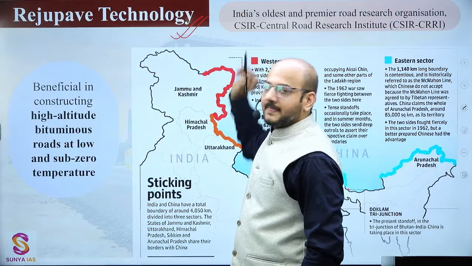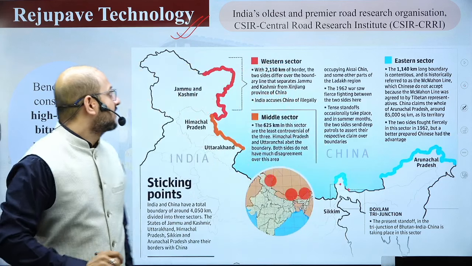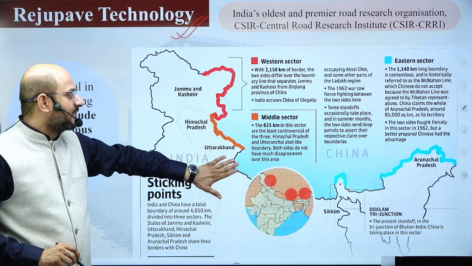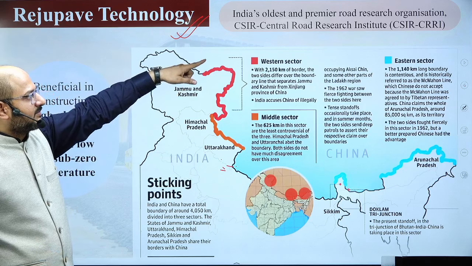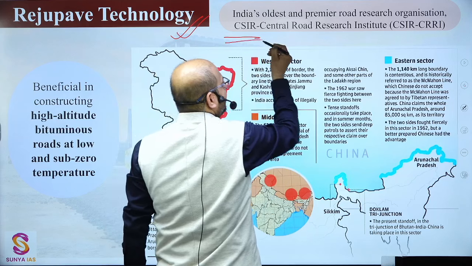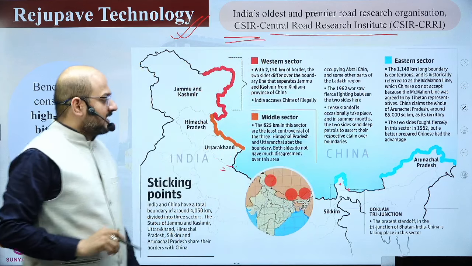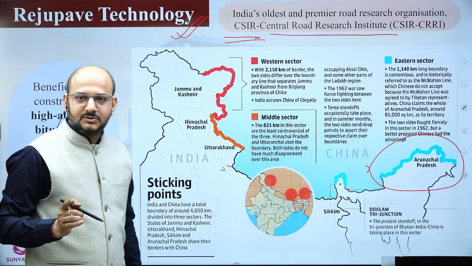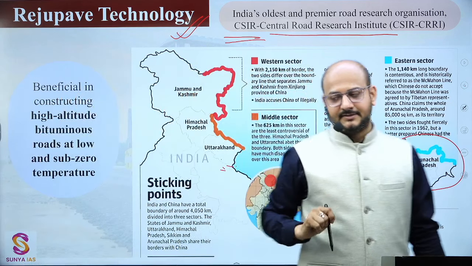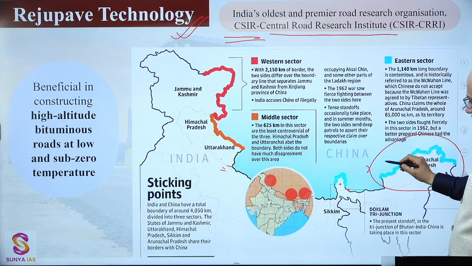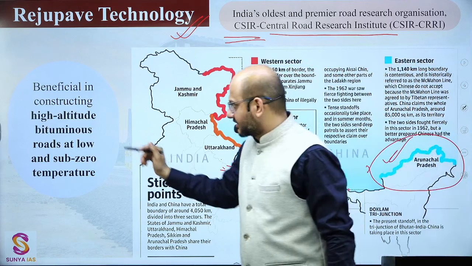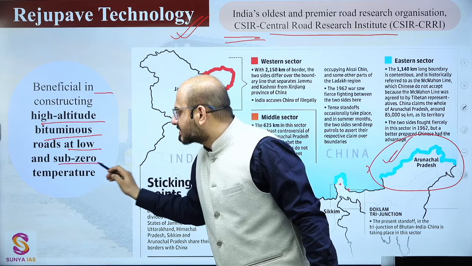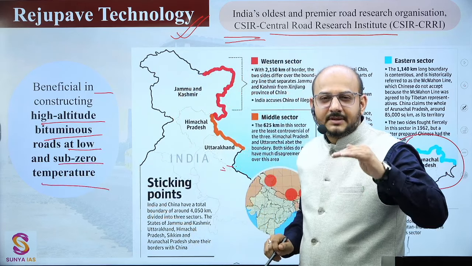Rijupave technology. देखो ये टेक्नोलॉजी इंपॉर्टेंट है. It is about how bituminous roads are being constructed with the help of bituminous coal. India's oldest and premier road research organizations, CSIR and Central Road Research Institute, have been constructing roads particularly in Arunachal Pradesh, where we have Sela Pass also. Arunachal Pradesh shares a border with China. This road construction technology is for high altitude bituminous roads at low and sub-zero temperatures.